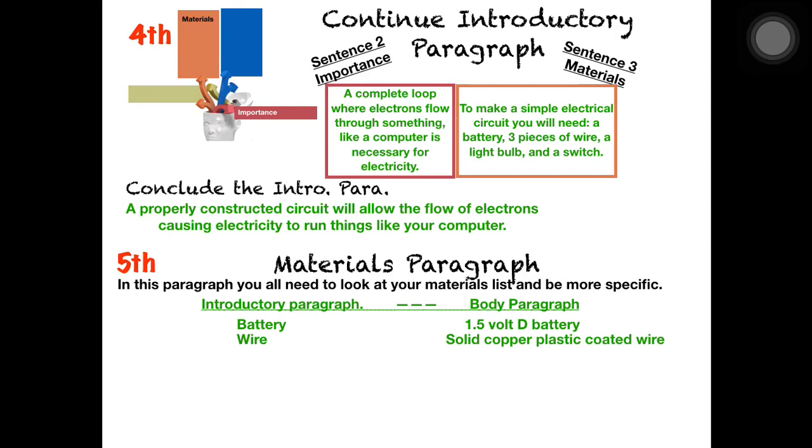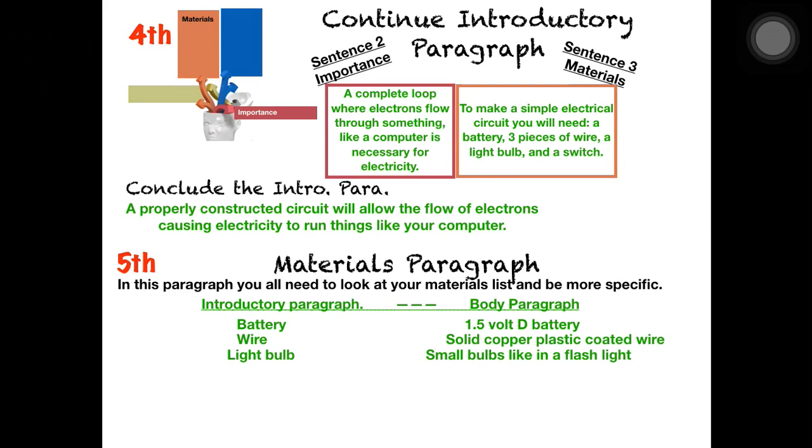Next, you may have wire, which is what we mentioned in our introductory paragraph. But in your body paragraph, you're going to describe it much more specifically. You're going to say that you will need a solid copper plastic coated wire. Another example might be light bulb. In your introductory paragraph, you mentioned you needed a light bulb. In your materials body paragraph, you will probably mention that you need a small light bulb like in a flashlight.